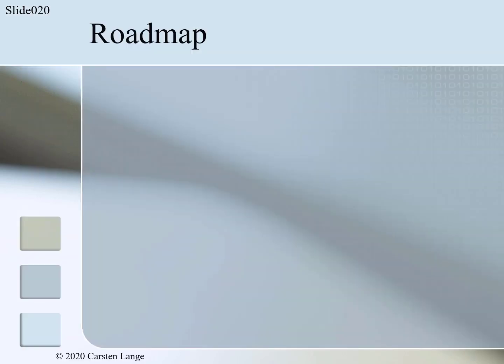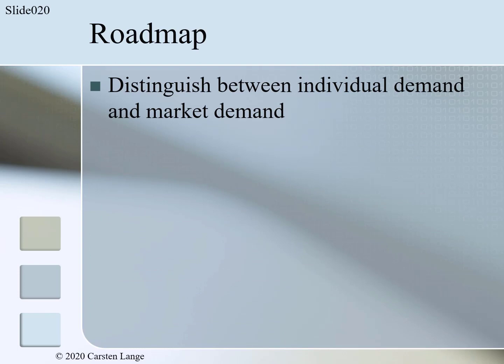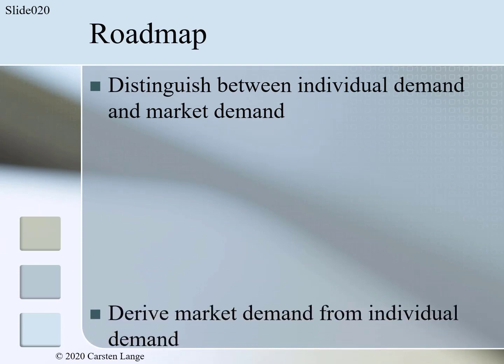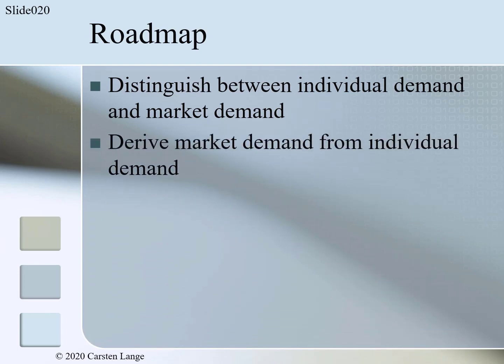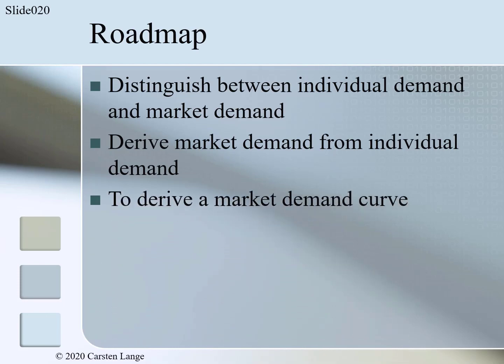In this segment, you will learn to distinguish between individual and market demand. You will also learn how to derive market demand when the individual demand for a lot of individuals is given. Finally, you will learn how to derive a market demand curve when the data are given.